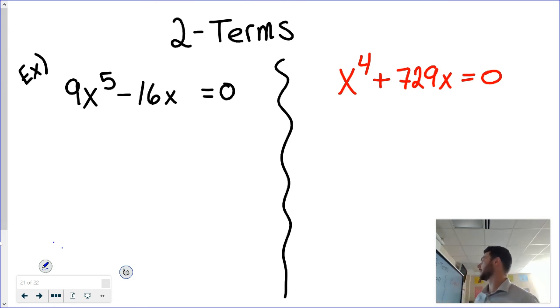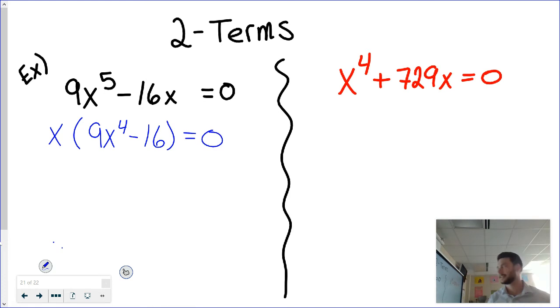So if you look at this first example in black here, there are no common numbers between 9 and 16, but we can take an x out of this whole thing because they both have x's. We can take an x out of each. There's only one because this just has the first power here, so we can only take the 1 out. And if we do, you'll get something that looks like this: 9x to the 4th now minus just 16.